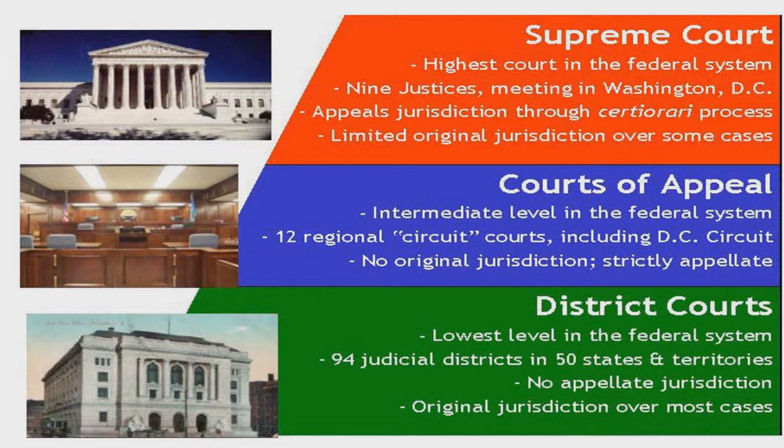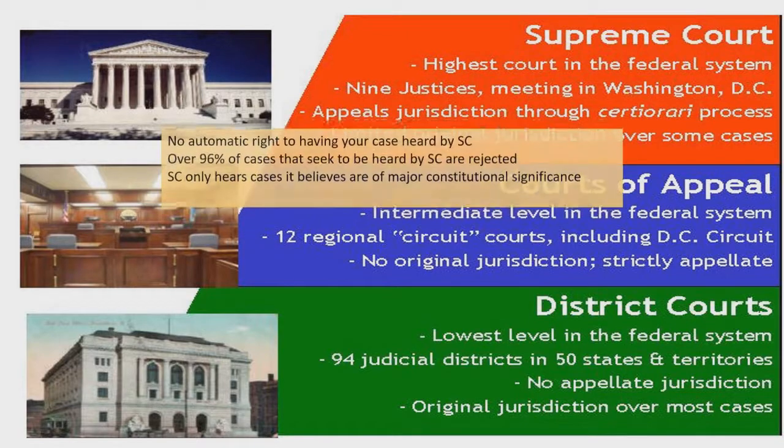There's 94 judicial districts in the 50 states and territories. They can't rule on whether a case was right or wrong. That means no appellate jurisdiction, so they can't rule on whether cases were right or wrong in the past. They can only rule on what happens, and they have original jurisdiction over most cases. Most cases only go to the district court and don't go any further, because most people either don't have the funds or they're happy to accept the district court decision.